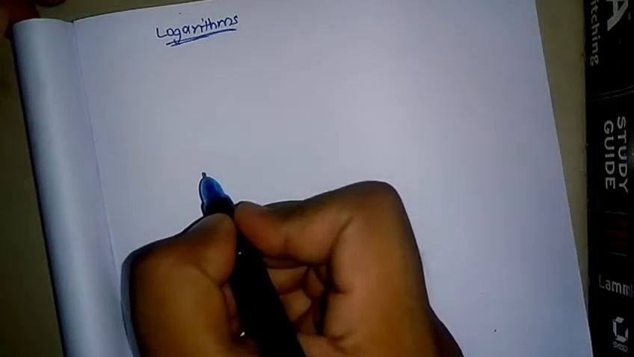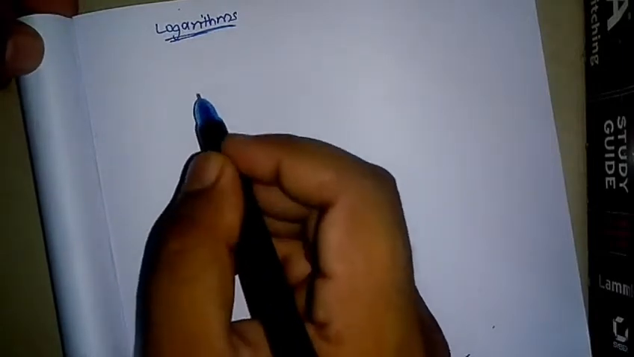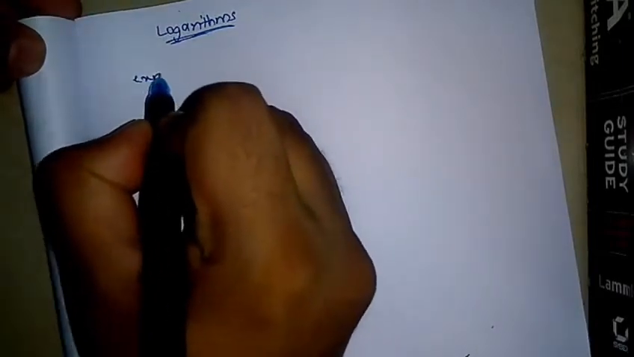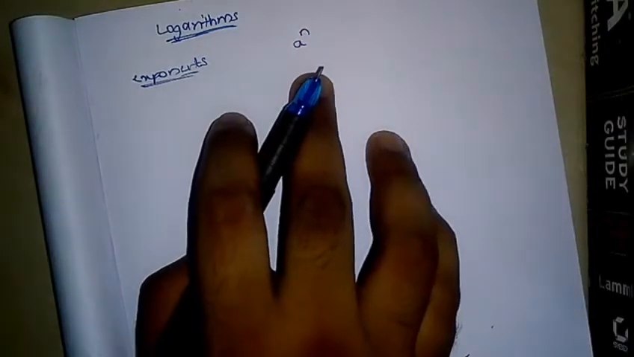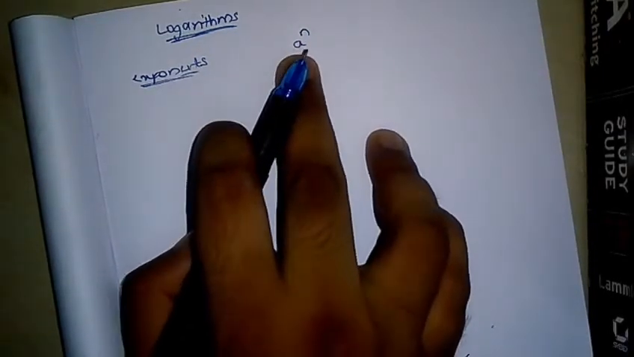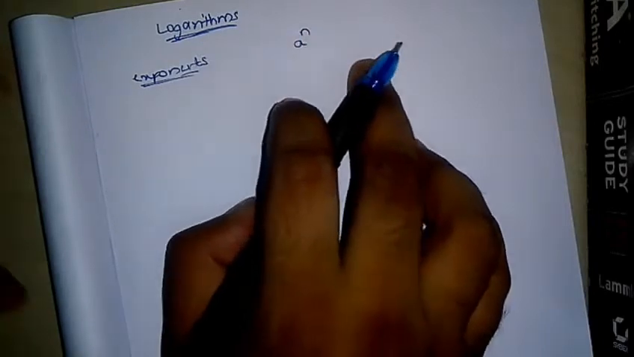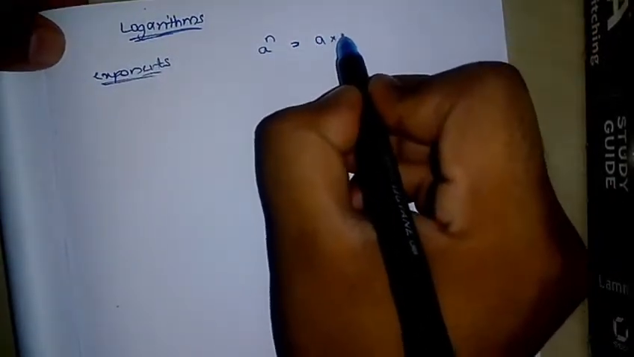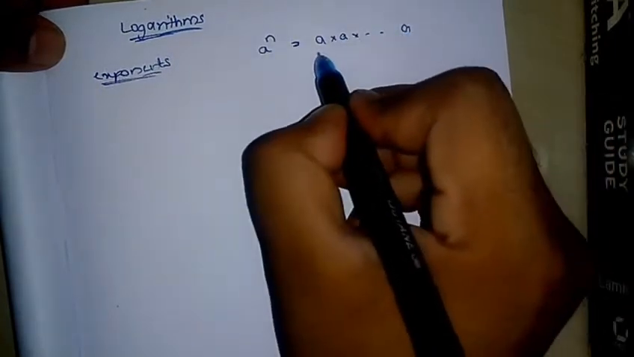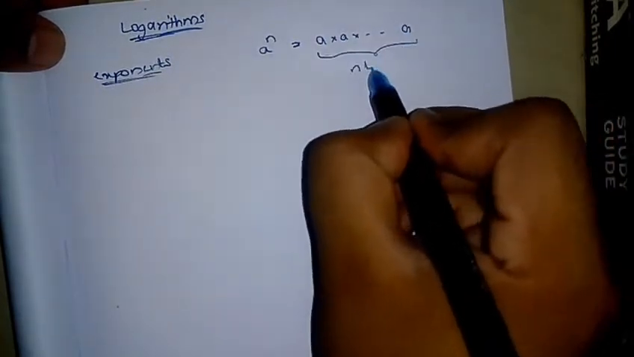Hi, our next topic is logarithms. Before learning logarithms, let's recall exponents. So, for example, take a power n. A power n is in exponential form, where a is the base and n is the power. Or a power n is defined as a multiplied by itself n times, so on a, and these are multiplied n times.